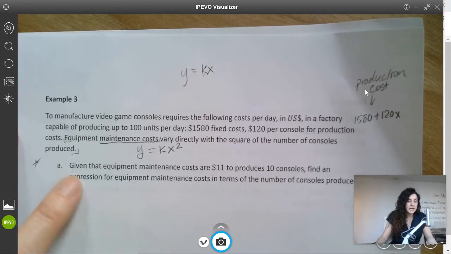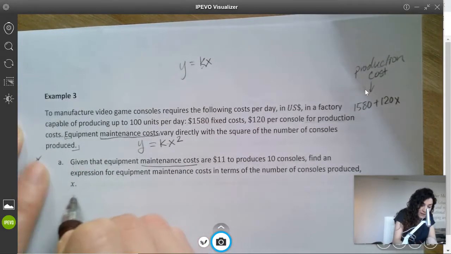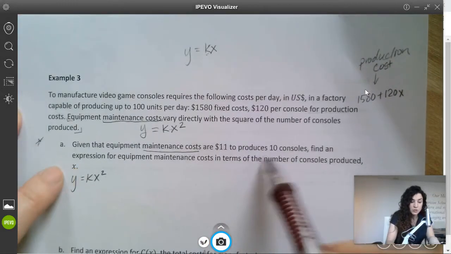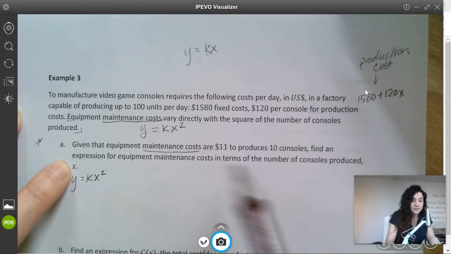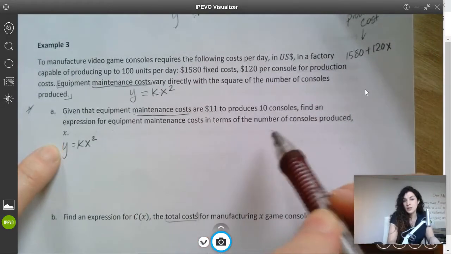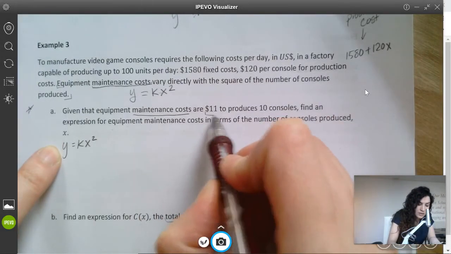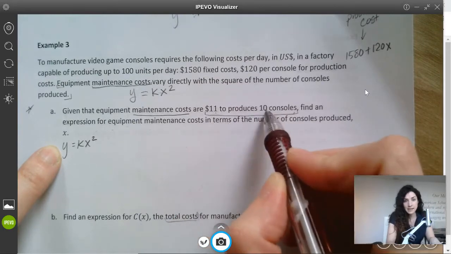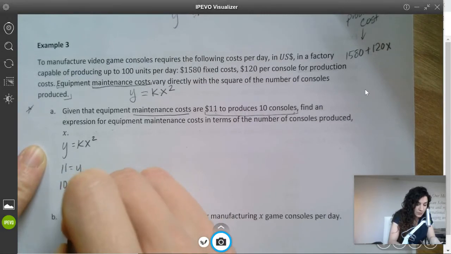So when it says, okay, given that equipment maintenance costs, so we're talking about this guy, are $11 to produce 10 consoles, find an expression for equipment maintenance costs in terms of the number of consoles produced. So we need to find an equation or an expression that represents this. And hopefully this was a clue of like, oh, this is a point that I can put in here, right? 11 is the cost, 10 is the consoles. So 11 equals Y, 10 equals X.